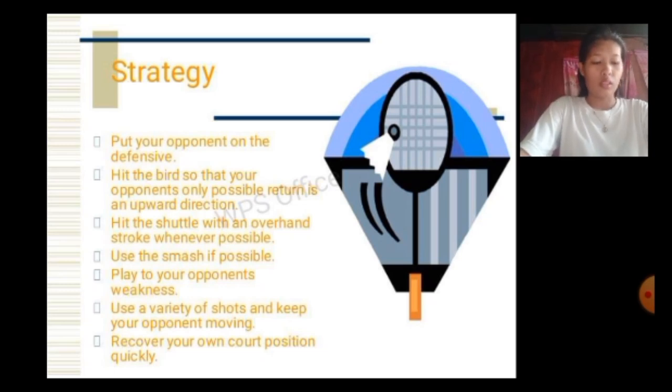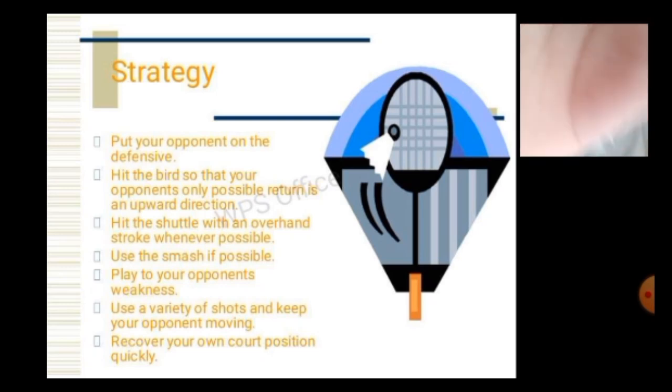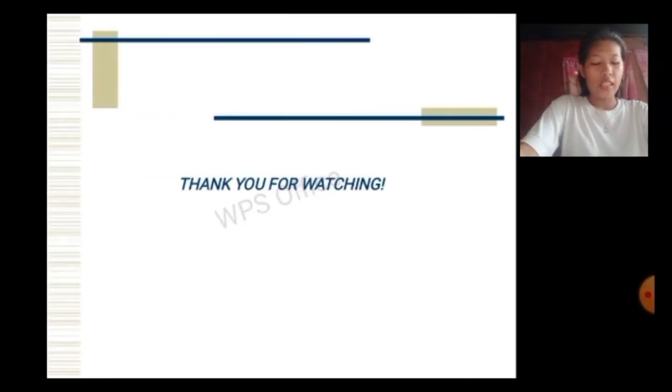Use the smash if possible. So sa imong pagtira, kinahanglan nimo mag-andam og kusog or ibuga nimo imong best. Play to your opponent's weaknesses. Dapat kabalo ka sa kahinaan sa imong kalaban or i-enjoy lang nimo ang kahinaan sa kalaban while nagdula og badminton. Use a variety of shots and keep your opponent moving.